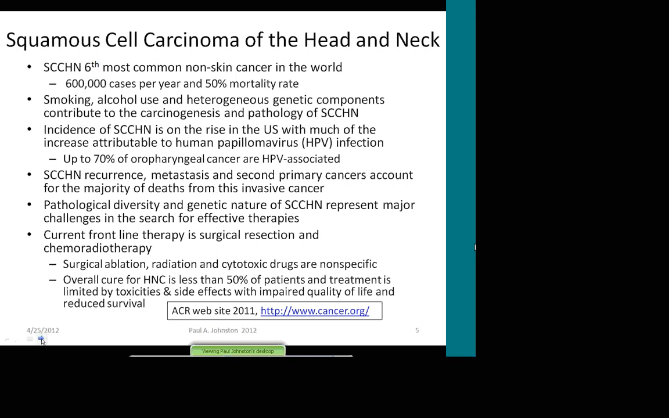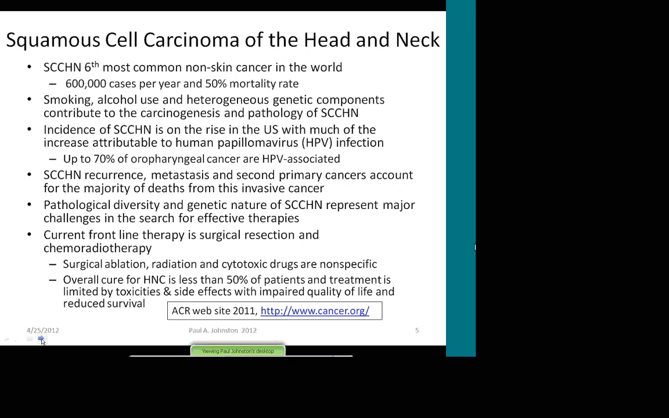The incidence is associated with alcohol use and smoking, and there's also a high increase in head and neck cancers attributable to infection with human papillomavirus. And it's a big problem in patients because recurrence, metastasis, and second primary cancers account for the majority of the deaths from this invasive cancer.